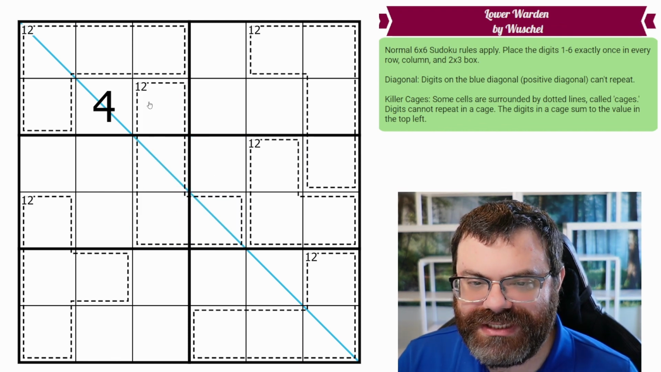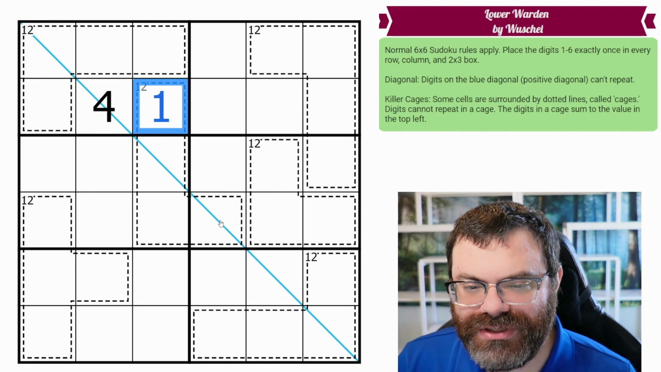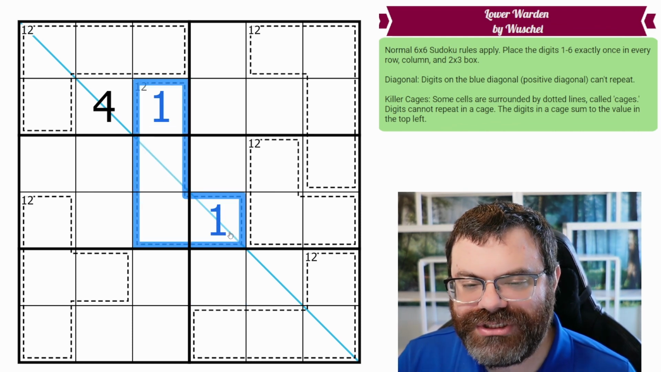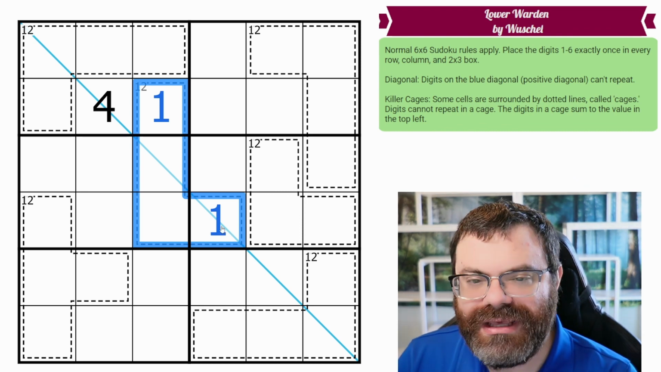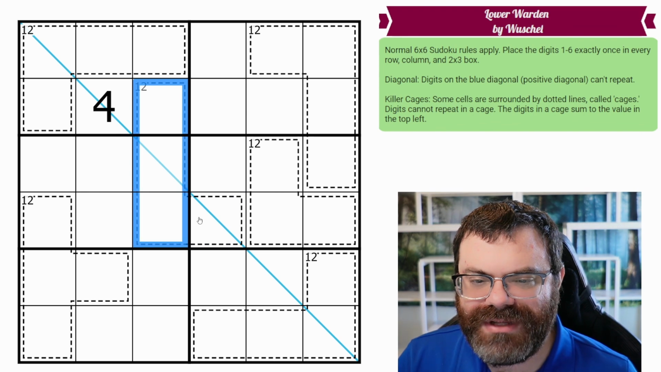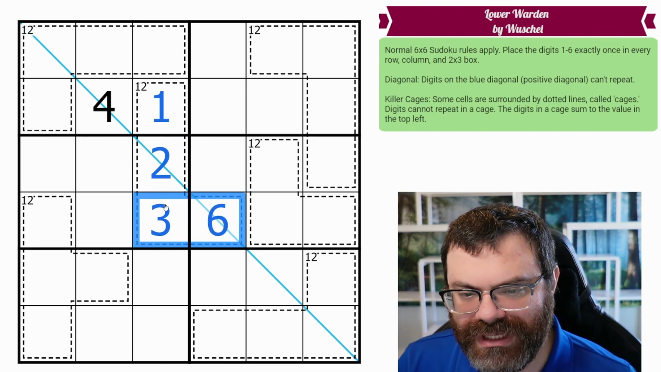The killer cages are just these cells that are surrounded by dotted lines, and then there's a clue in the top left. So first of all, digits can't repeat in a cage. Normally Sudoku would absolutely allow us to put a 1 here and a 1 here, but because they share a cage, that's no longer allowed. Additionally, the digits in a cage sum to the value in the top left. So if we were to sum up the digits in these 4 cells, that would sum to 12. So one example would be maybe 1, 2, 3, 6.